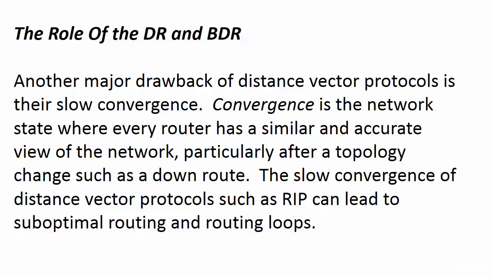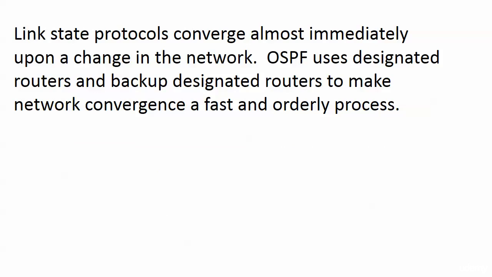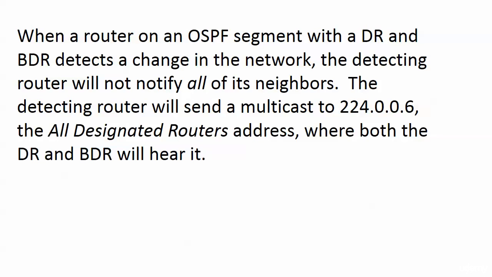So those are a couple of different issues with slow convergence that we thankfully avoid when it comes to link state protocols, because link state protocols converge almost immediately, we have to say almost, upon a change in the network. Now, OSPF uses these DRs and BDRs, these designated routers and backup designated routers, to make this fast and orderly. And we like both of those because RIP just kind of throws it out there when there's a network change. It's like, hey, I'll just multicast or broadcast this out, depending on which RIP version you're using, and just say, hey, hope somebody important gets it. But fast and orderly, we'll take that anytime we can get it.